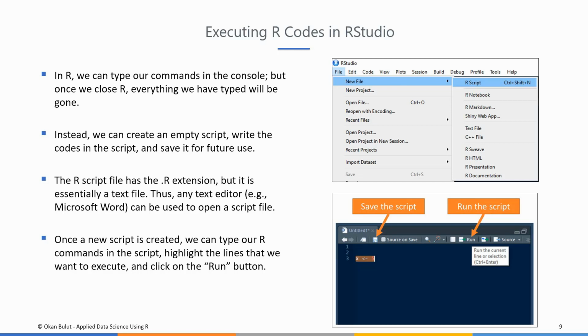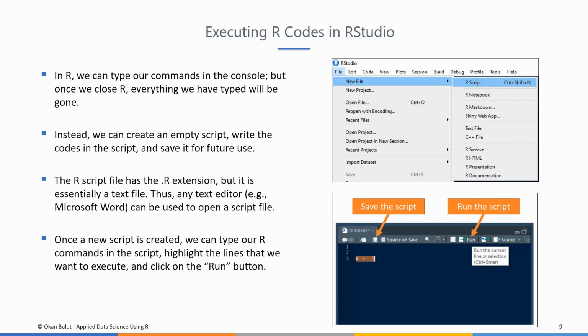And then anything you type on the R script, if you save it by clicking on the save button right here, you will have access to that file anytime. This R script is actually a text file, even though the extension is dot capital R. In essence, this is a text file, so you should be able to open it in R, RStudio, or even Microsoft Word, or Notepad, or any kind of text editor.